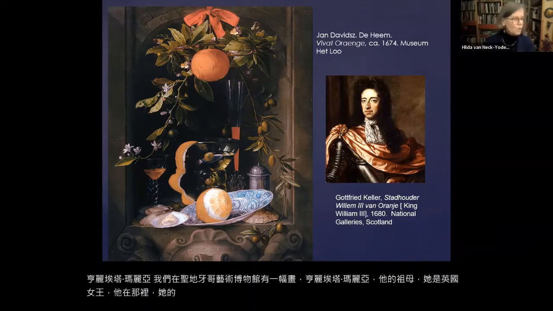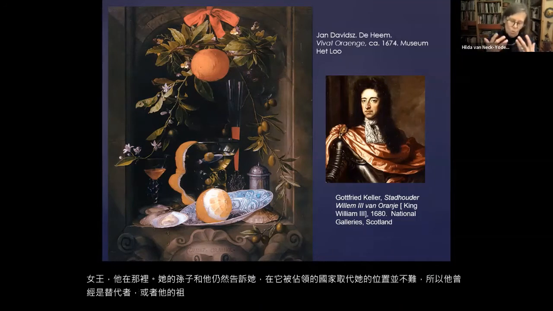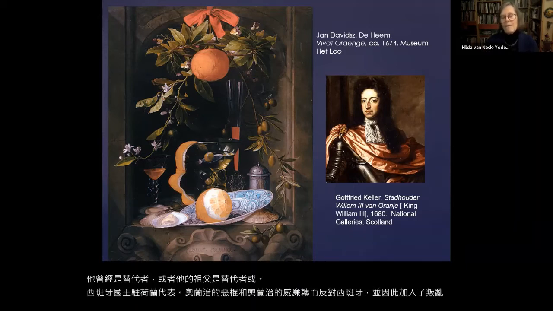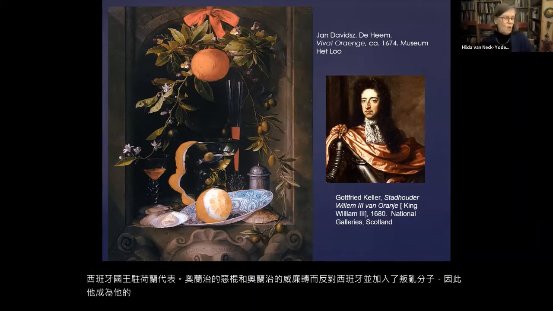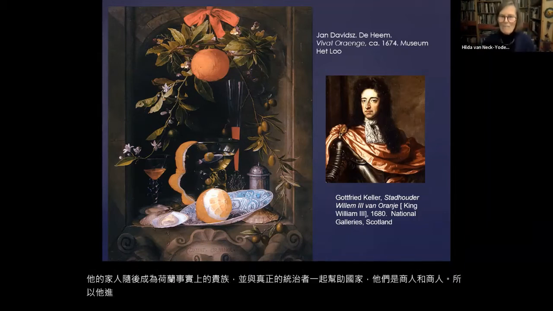The Stadthouder is the person who takes a place in a country that's occupied. So his grandfather was the representative of the King of Spain in Holland, Willem of Orange. And Willem of Orange turned against Spain and joined the rebels. And therefore, his family then became kind of a de facto nobility in the Netherlands and held the country together. But the real rulers were the merchants and the traders. So in 1674, he became stadthouder. And in honor of that event, a painting is made.